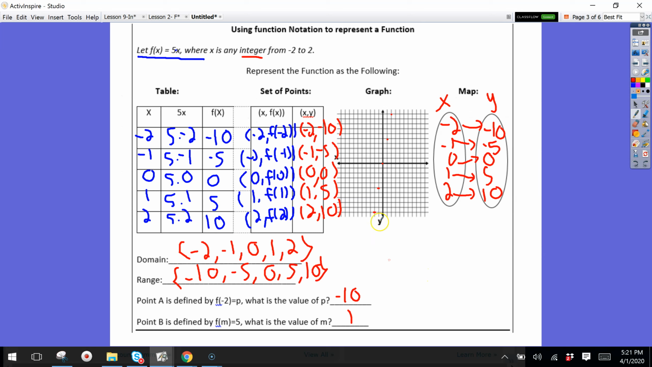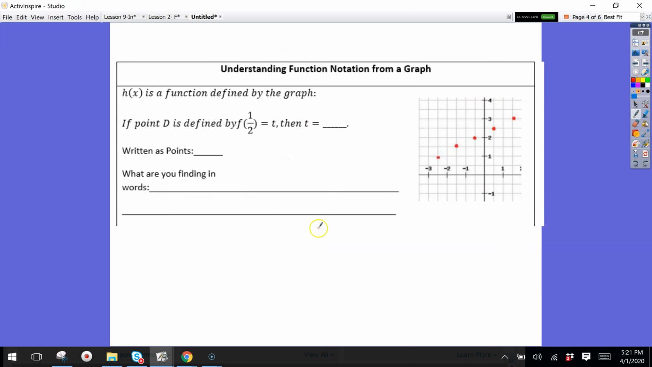So a quick way that I like to look at function notation is that f of x is equal to y. My output is my y. The input here is my x. And so let's go ahead and apply this here. H of x is a function defined by this graph right here. If point D is defined by f of 1/2 equals t, then what is t? So my input here is 1/2. So that's your x. You're trying to find your output, which is t. You're trying to find your y value.